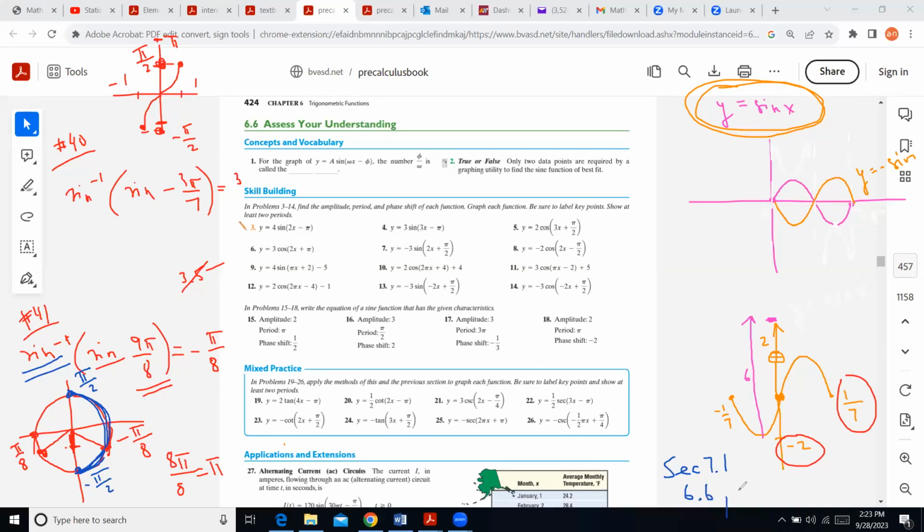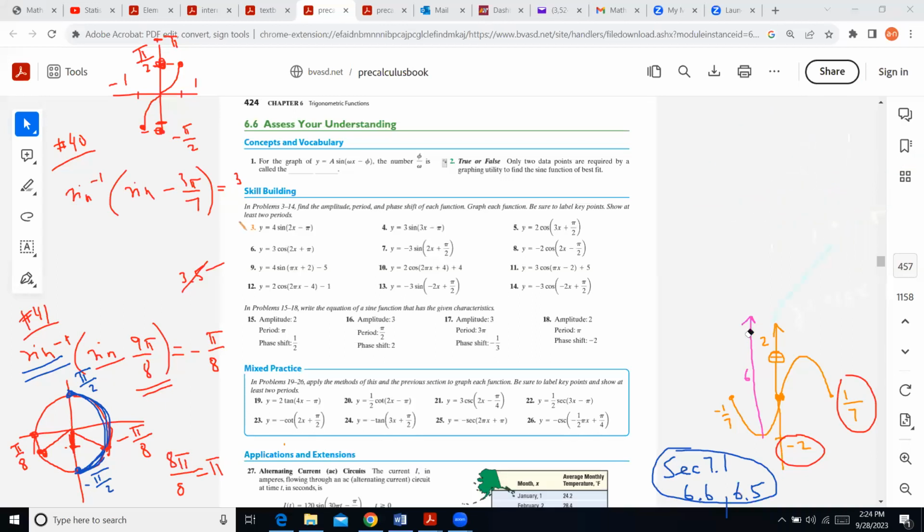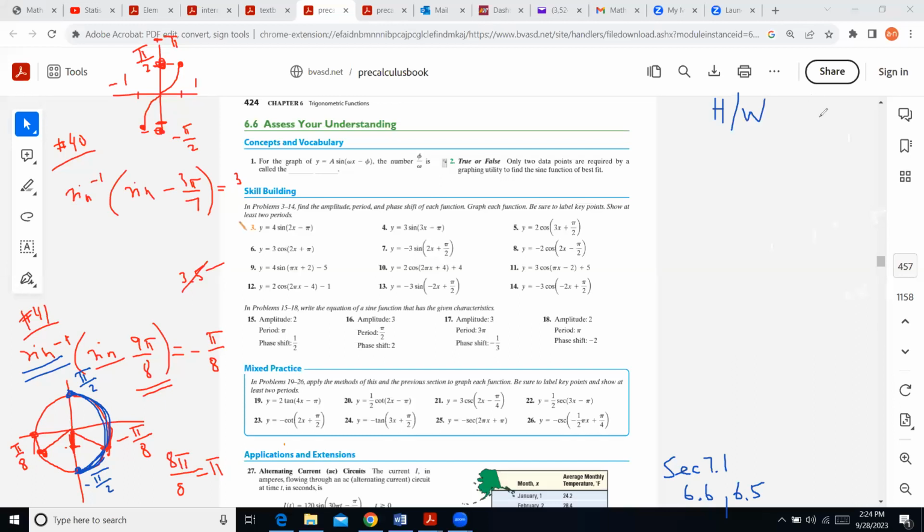So section 6.6, section 6.5, those are the ones to concentrate on before the midterm. And you can do the same exact exercises that we did in class. So I could just give you this link for the lecture recordings. I was emailing them to you, but I know some of them disappeared. So anyway, homework is chapter 6 and section 7.1.